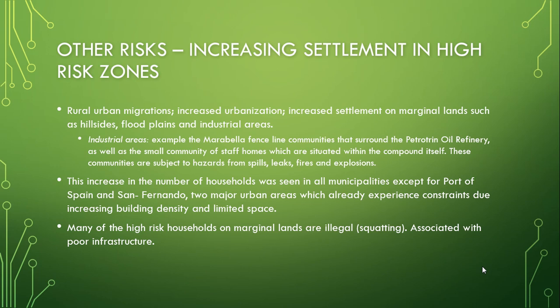An example of this would be the Marabella fence line communities in South Trinidad that surround the Petrotrin oil refinery. So you have squatter settlements developing near an industrial site, as well as the small communities of staff homes, which are also really at risk within the compound itself. And these communities, as you can imagine, are subject to hazards from spills, leaks, fires, and explosions because of their proximity to the refineries.